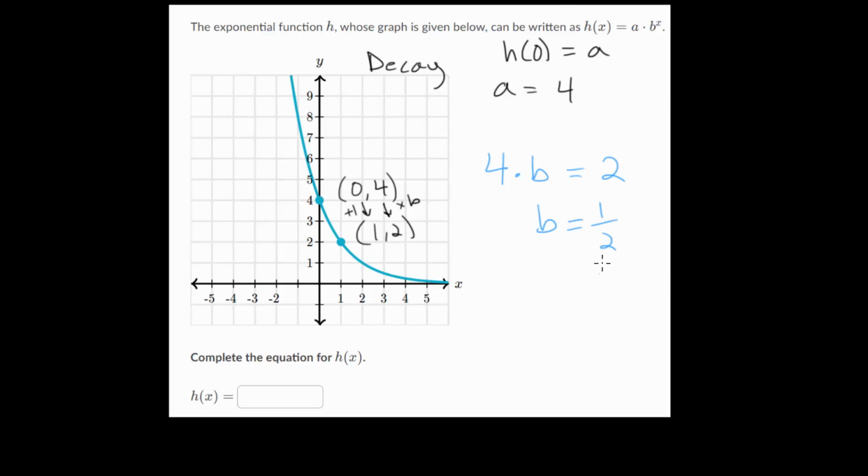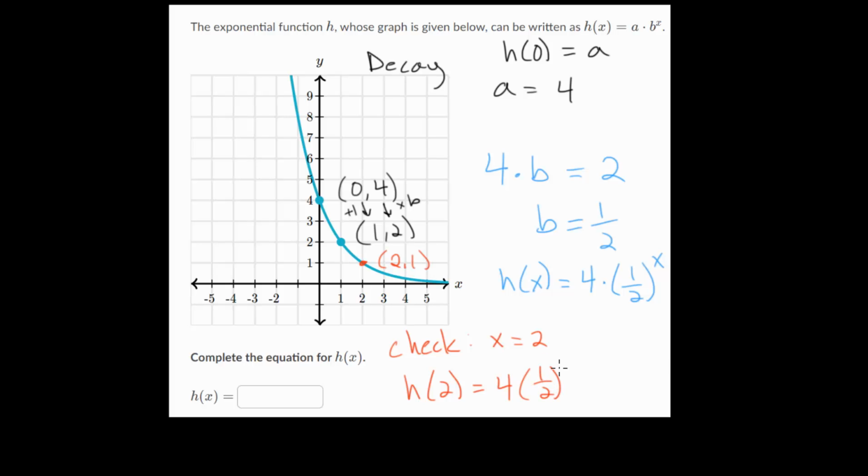Now putting these two values together, we get that h of x is a, which is 4, multiplied by our base, which is 1/2, raised to the x power. Just to double check that this is correct, let's look at another value. Let's plug in x is equal to 2. So we have h of 2. We're going to plug that into our formula and see if it matches up with the graph, since we know it should go through (2, 1). When we plug in 2 here, we get 4 multiplied by 1/2 squared, and 1/2 squared is just a fourth. So 4 multiplied by a fourth is just 1, which is exactly what we expected, which means we can feel confident that the equation we found is correct. So h of x is 4 multiplied by 1/2 raised to the x power.